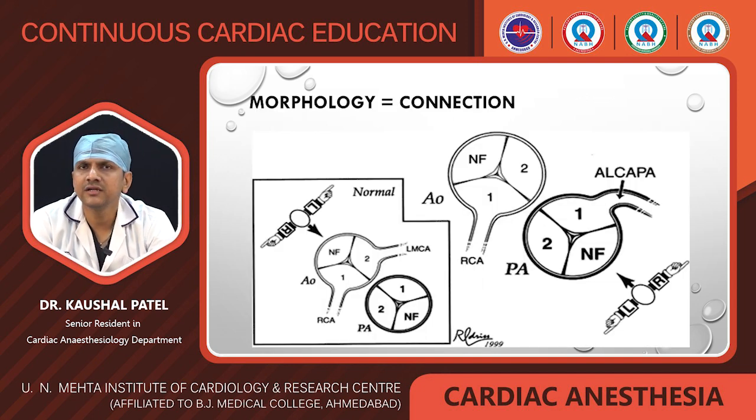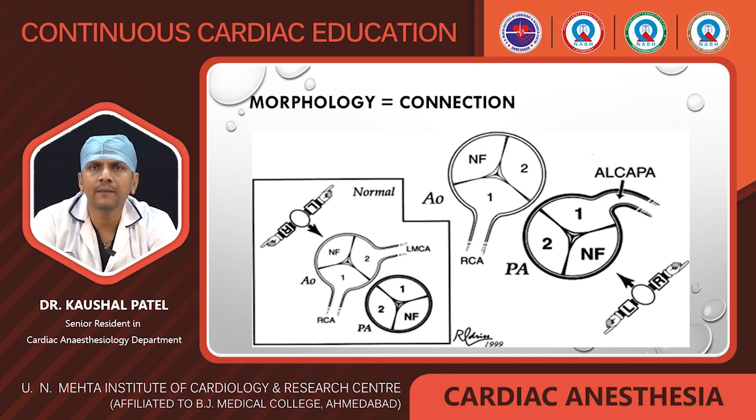Now coming to the morphology of ALCAPA, it is mainly divided into the connection of the left coronary artery segment to the pulmonary artery, the second is the left ventricular morphology, and the third is the mitral valve morphology. Now in a normal adult, the aortic valve has three cusps: cusp 1, cusp 2 and the non-facing cusp. The right coronary cusp gives rise to the origin of the right coronary artery, the left coronary cusp gives rise to the left main coronary artery, and the non-facing cusp, that is cusp 3, does not give rise to any coronary artery. The main two cusps are important.